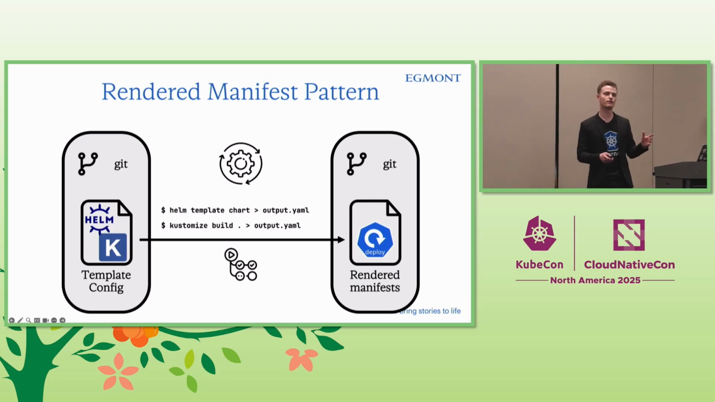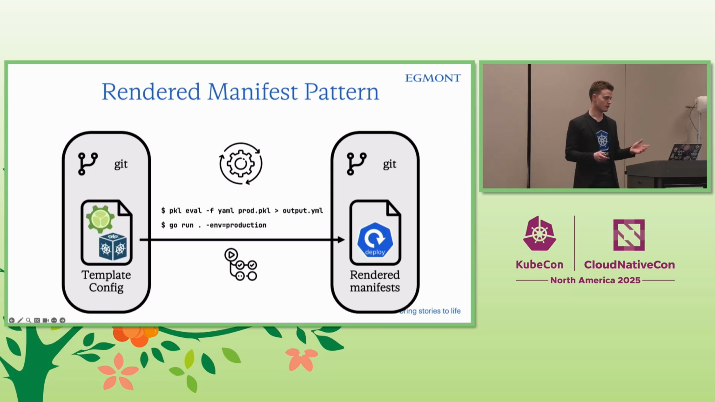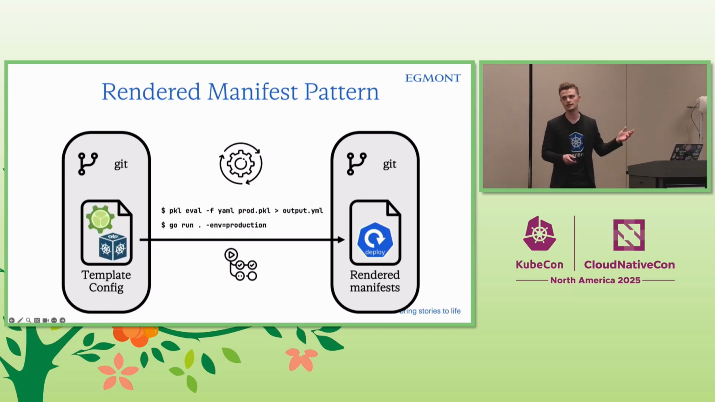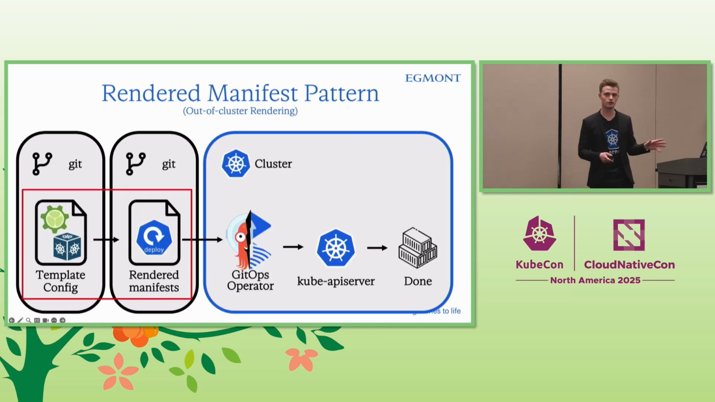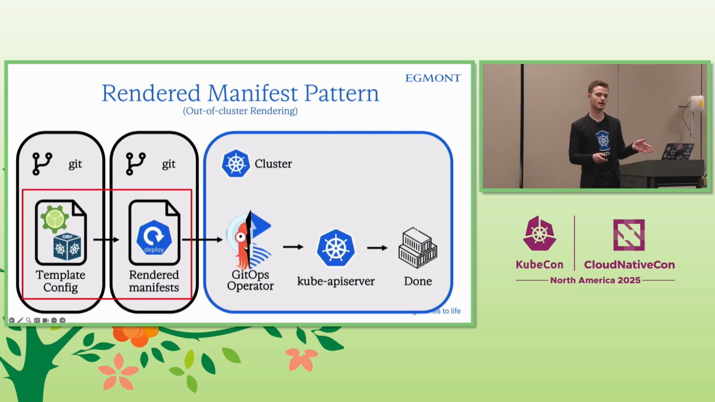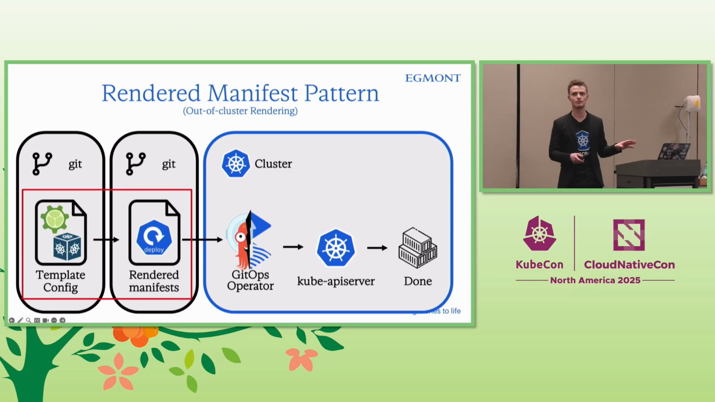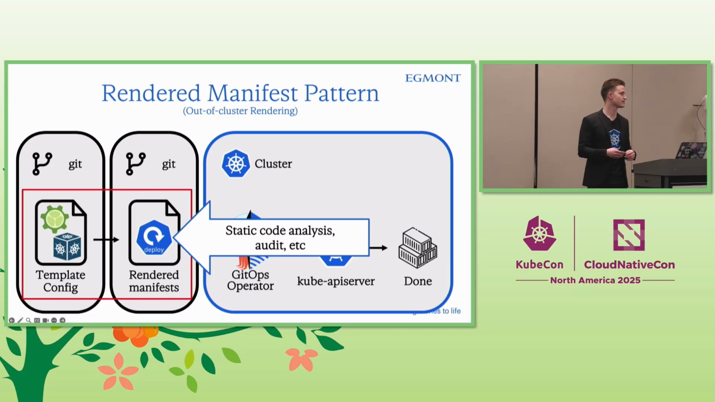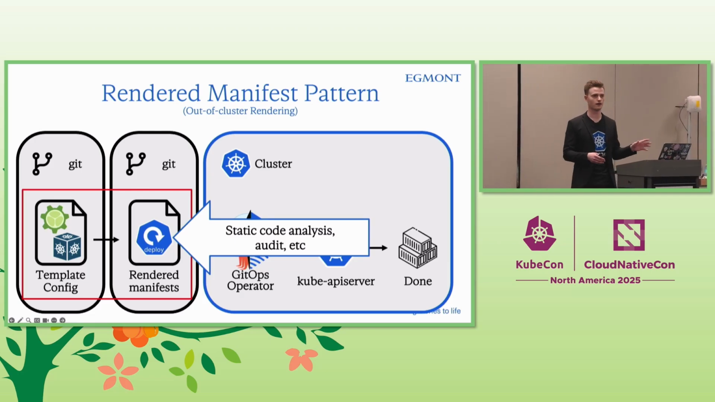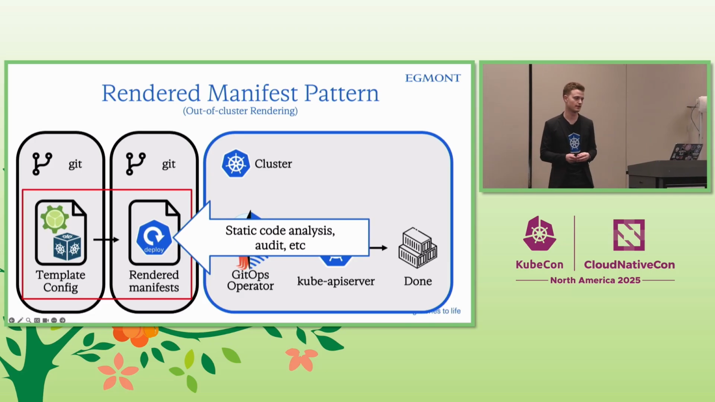So here we're kind of pre-rendering all our templates and storing it in Git. And this gives us more flexibility when it comes to tooling. For example, you could use the pickle tool or the CDK8S tool here to do whatever it needs to render and store it in Git. And if you do this, you end up with a flow that looks like this. You just have added an extra step in Git, and all the rendering is happening before it hits the cluster. This has some other side benefits, that you can do static code analysis and auditing and this kind of stuff based on the static information you see in Git.